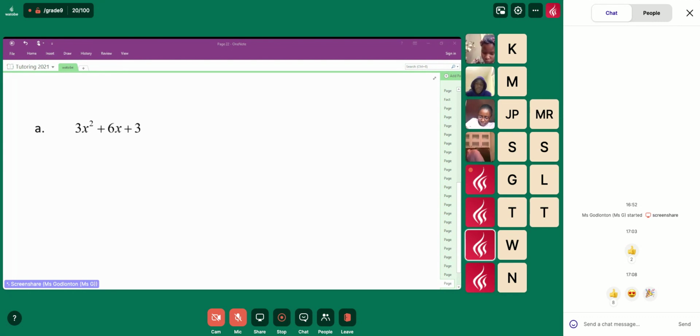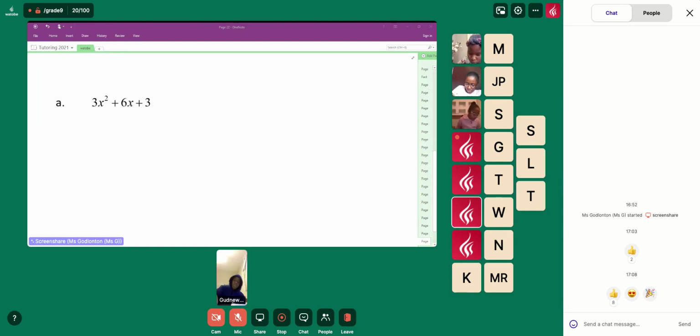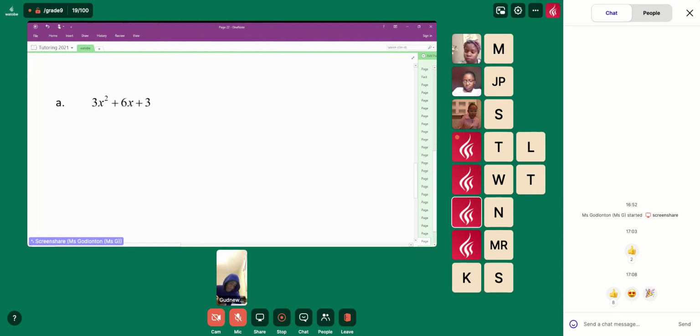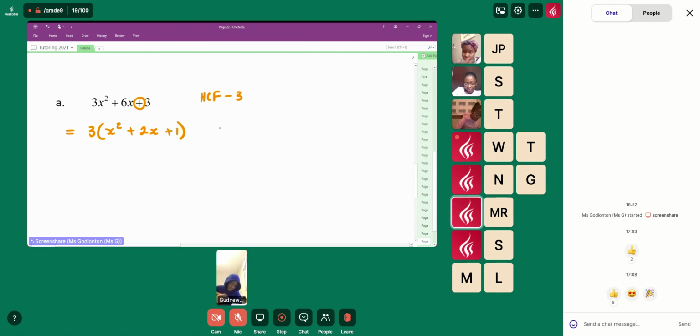Do I have someone who feels confident in their answer with this one? Good news. Great. Okay. So can you talk me through what you did here? So I tried finding the HCF for all. Okay, good. So I put 3 bracket x squared plus 2x plus 1. Yeah. Okay, good. Okay, excellent. So we've done our highest common factor.